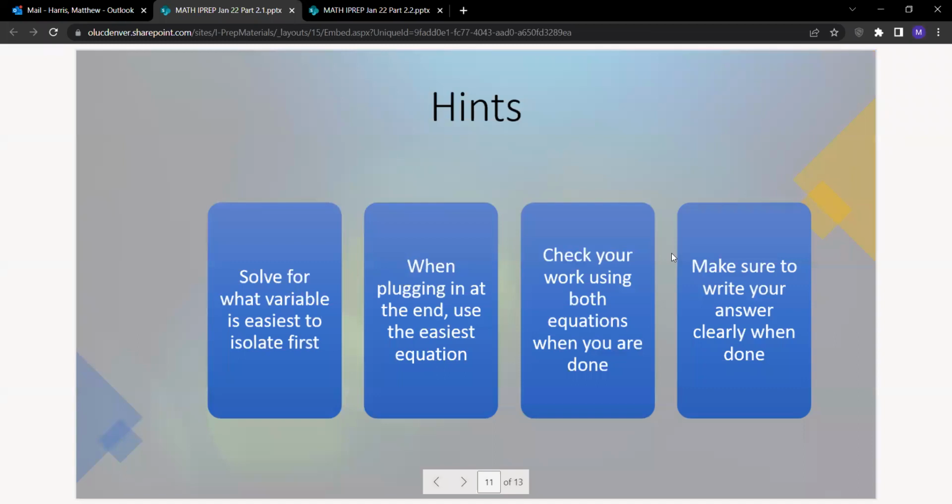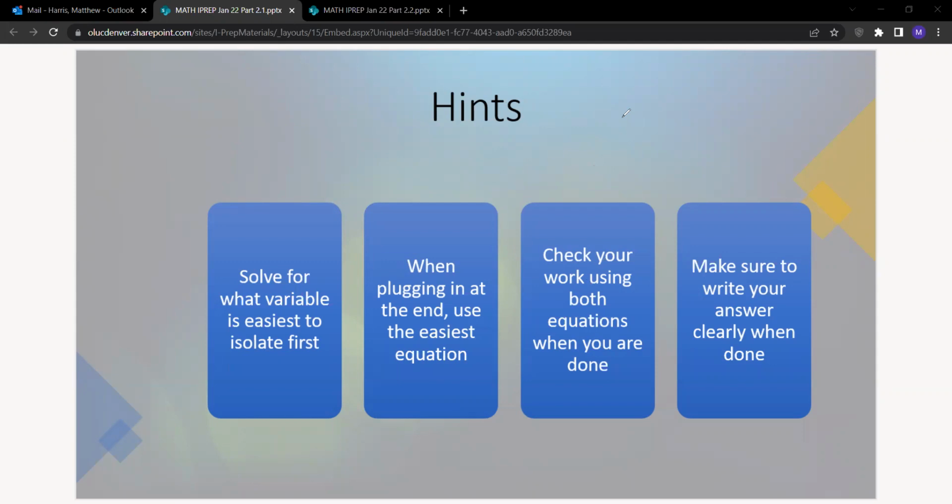All right, so here are some helpful hints when you're solving for two variables. Hint number 1, solve for whatever variable is easiest to isolate first. So really, whatever looks the easiest is probably going to be the easiest. So just try to find one variable that's easy and solve for that first. When you're plugging in at the end, use the easiest equation. So again, when you're checking your answers, you have your x, you're still looking for your y. So let's say x equals 3 and y equals blank. When you plug in this 3, make sure you put it into the easy equation, right? So on our last slide, it was y minus x equals -1, right?